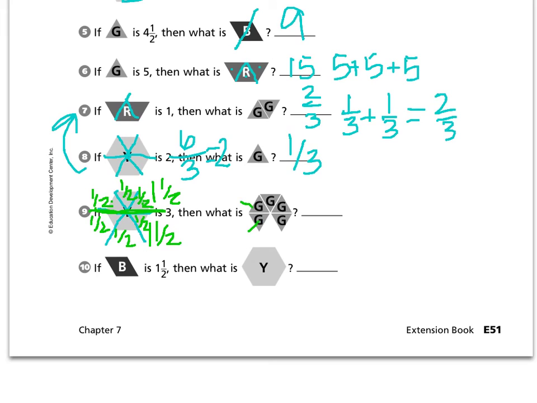If I have 5 halves, how much do I have altogether? Well, I know that half of y would be 1.5, plus another half would be 2, plus another half would be 2.5.